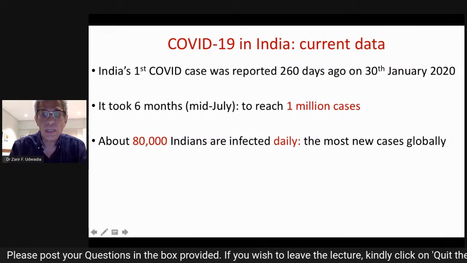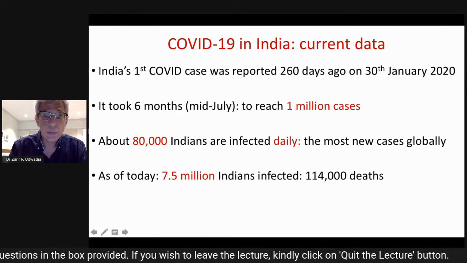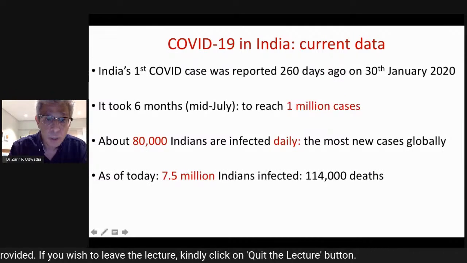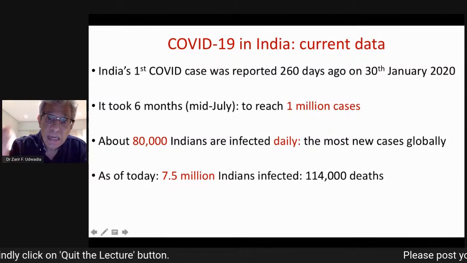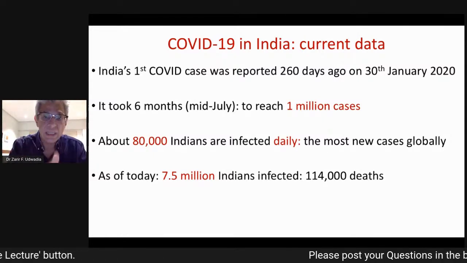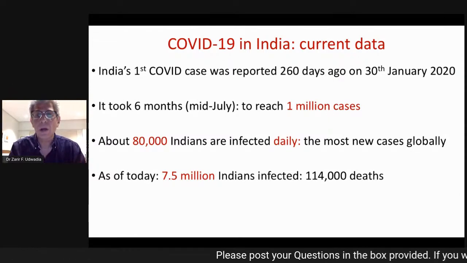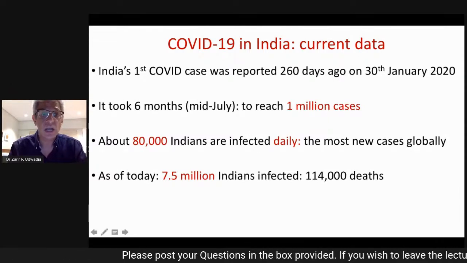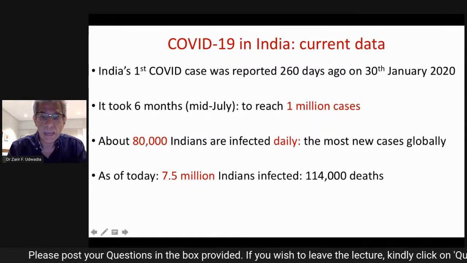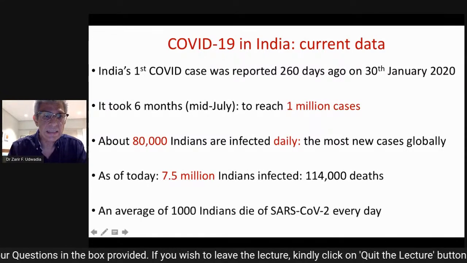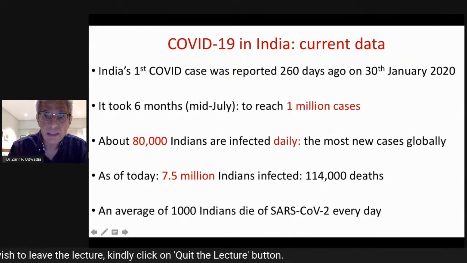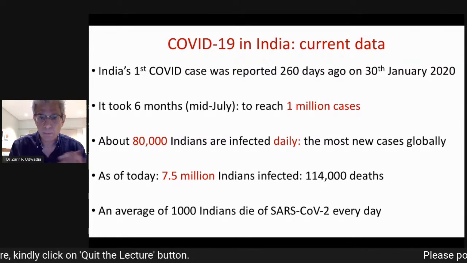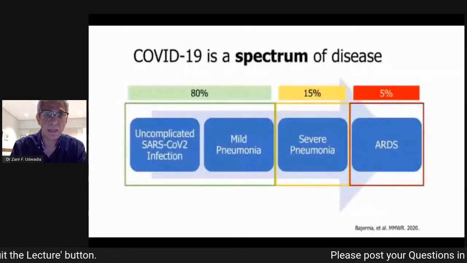And it's the most new cases globally. As of today, we've moved from 1 million to 7.5 million as of this morning. And as Amita has pointed out, each million's rise from 5 to 6, 6 to 7 occurs in a period of about 13 or 14 days on average. At least 100,000 plus deaths, and an average of 1,000 Indians die of this virus every single day. So I think that puts this enemy in immediate perspective.